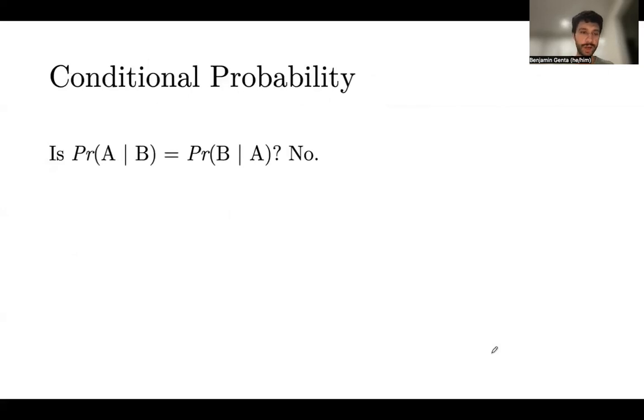And just a couple last points. Is the probability of A given B the same as the probability of B given A? And no. It's true that the probability of A and B is equal to the probability of B and A. It's not true that the probability of A given B is equal to the probability of B given A. So you can prove this, and I urge you to try to do this at home.